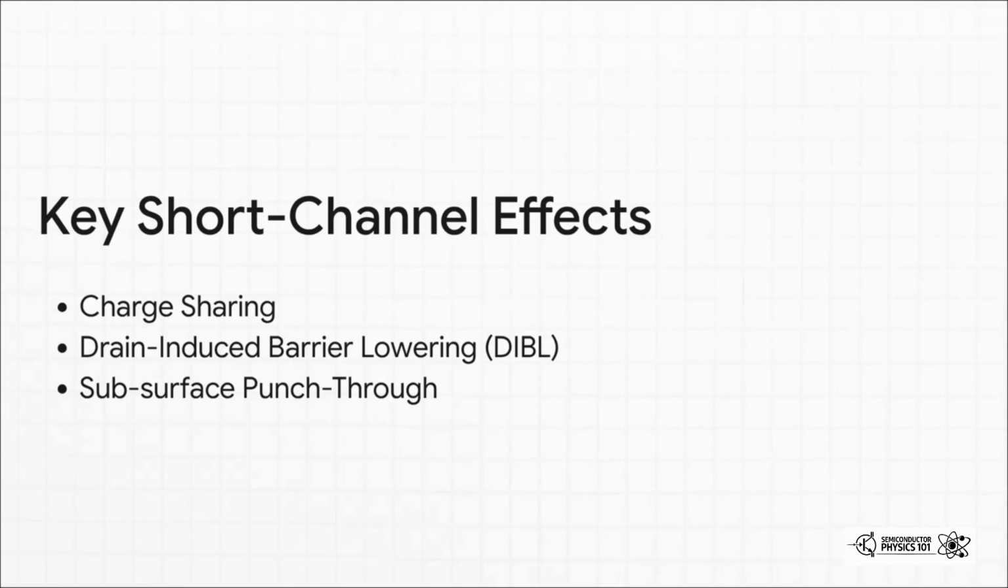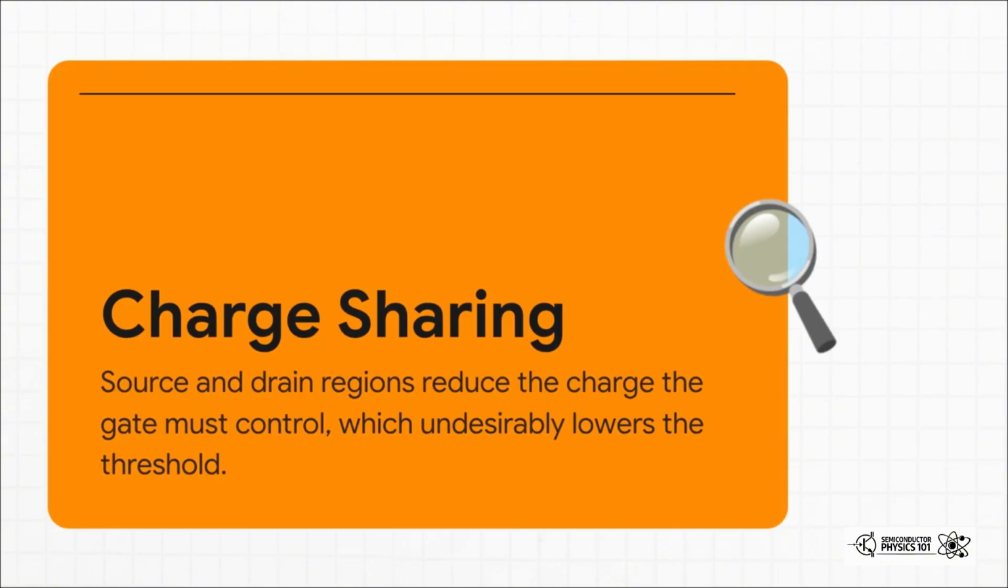These interference problems usually fall into three main buckets. There's charge sharing, a phenomenon called Drain-Induced Barrier Lowering, or DIBL for short, and then a really nasty one called subsurface punch-through. Let's break each of those down. All right, first up is charge sharing.